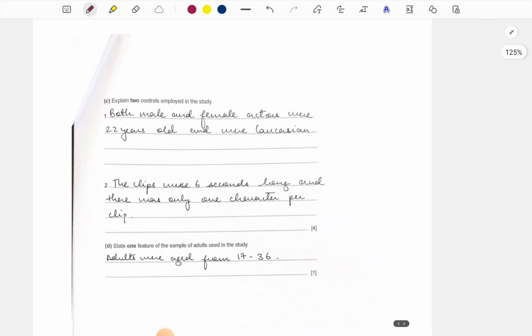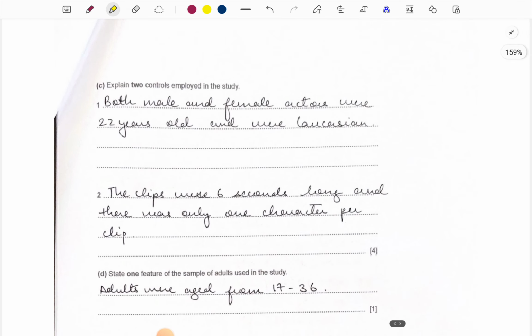Okay, coming to the next question, explain 2 controls employed in the study. Now this is one question students do very poorly on, controls question. I don't know why they're not prepared for it at all. Firstly, if you look at it only, the answer, just if you take an overview without even reading it, it looks incomplete, because how can it be so brief? Okay, generally length does positively correlate with coverage or detail. So you're just saying that both males and females actors were Caucasian, but how does it matter? How does it serve to be a control? What is it controlling for?